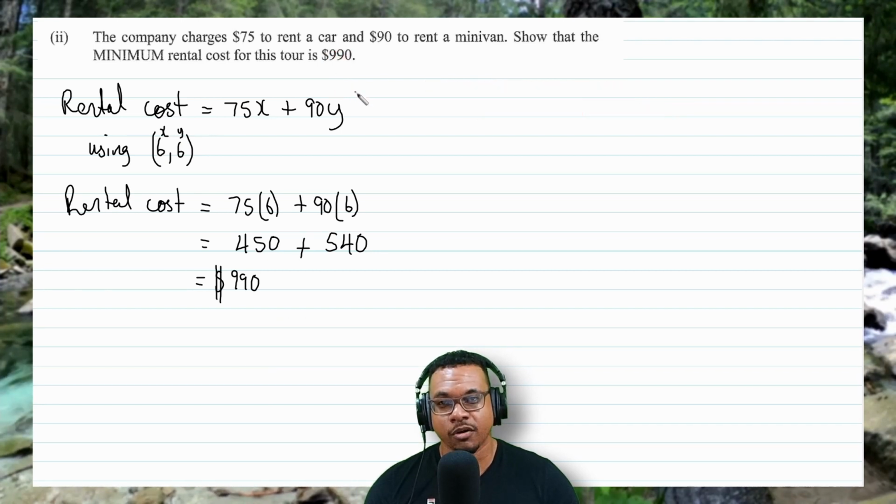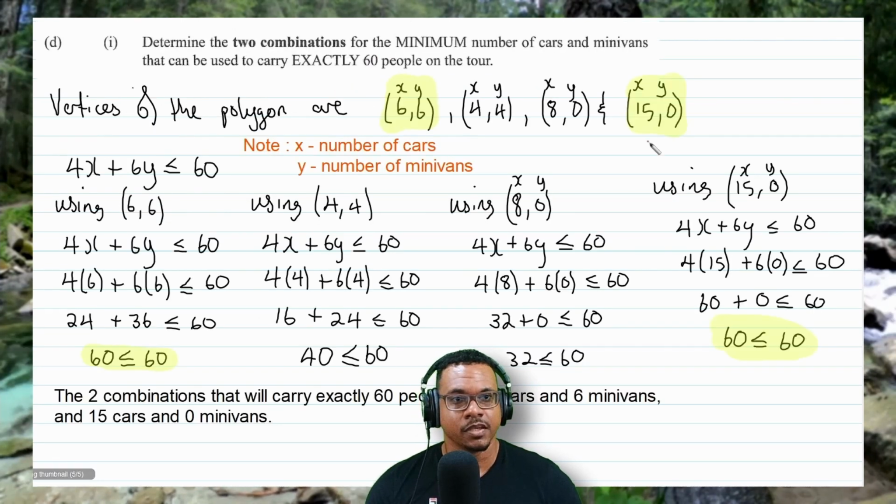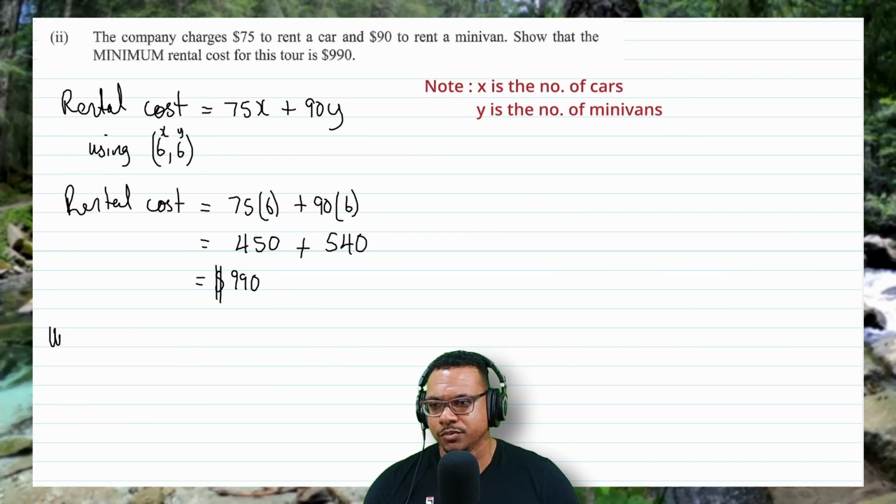Now we need to check out the other one that will give us exactly 60 people, which is the 15 cars and 0 minivans. So I'm going to say using 15, 0.